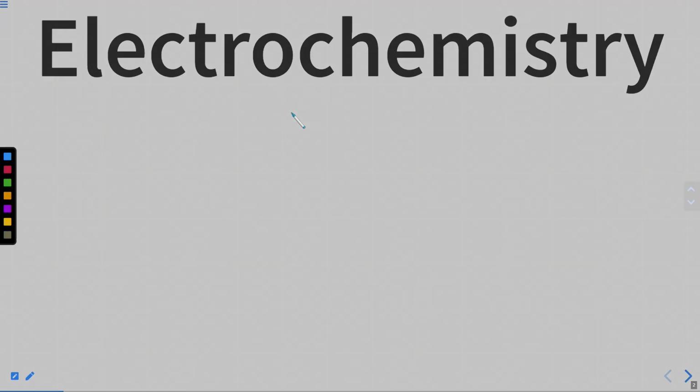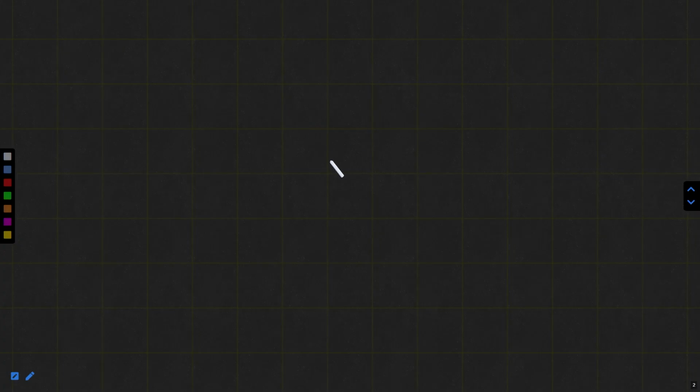If you remember yesterday's equation, the final general equation says that E cell is equal to E naught cell minus RT by nF ln Q. So this was our equation.